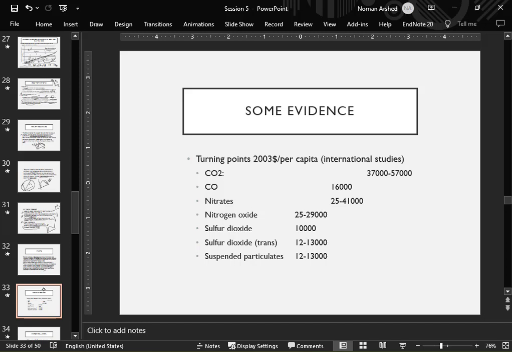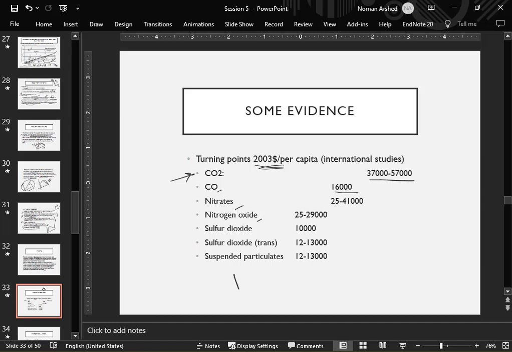Some other evidence, the turning points in 2003 baseline dollar value per capita. Based on CO2 they found that income should be more than 37,000. Based on carbon monoxide, it is something like 16,000. Nitrates, it is 25 to 41,000. Nitrogen dioxide is 25 to 29,000. Sulfur dioxide is 10,000. Sulfur dioxide trans is 12 to 13,000.